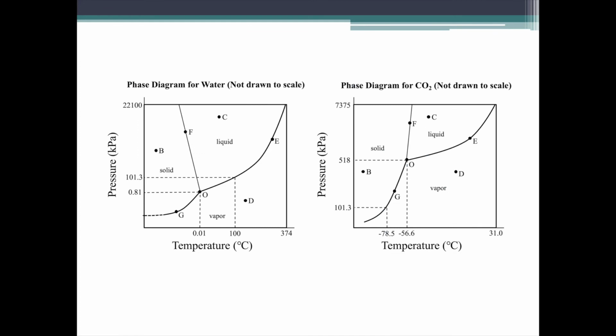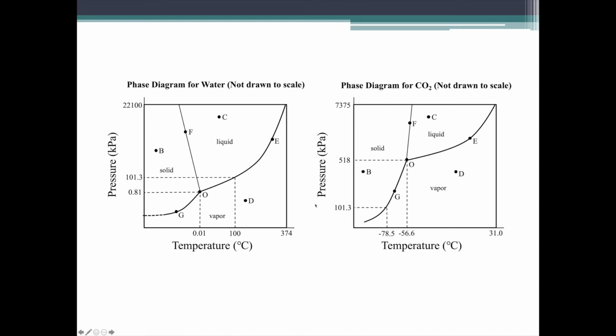So here are examples of two phase diagrams. One is for water and one is for carbon dioxide. You'll notice a couple interesting differences and similarities here. So point O on both of these is the triple point. So for water, the triple point occurs at 0.81 kilopascals and 0.01 degrees Celsius. Very close to freezing. For carbon dioxide, that triple point occurs at 518 kilopascals and negative 56.6 degrees Celsius. So you can see how it's different for different substances.